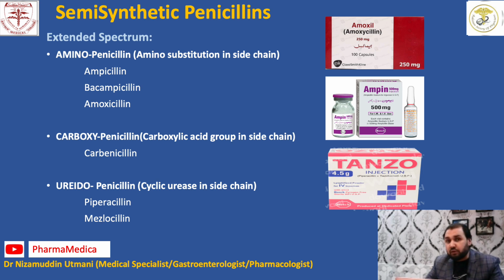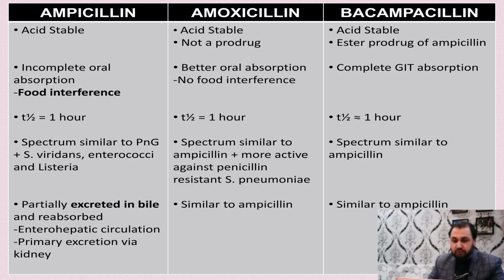And then we have another group, the carboxypenicillins. We have only one drug, carbenicillin, which is not routinely available in the market and is not commonly in use. And the third one is the ureidopenicillins, in which we have very beautiful drugs, that is piperacillin, which is available under the name Tazo and so many other names, and it is used for severe sorts of infection.